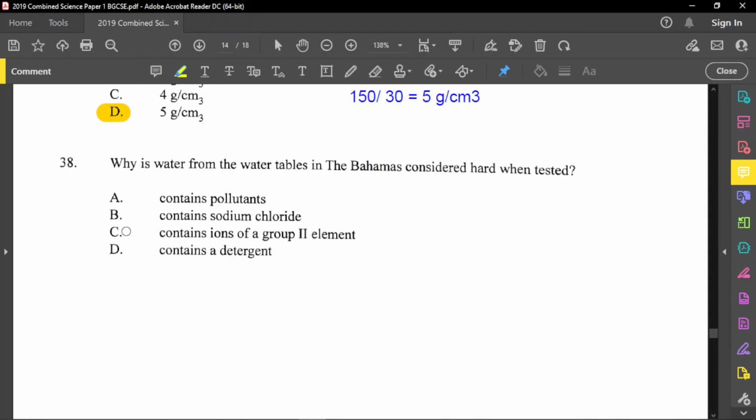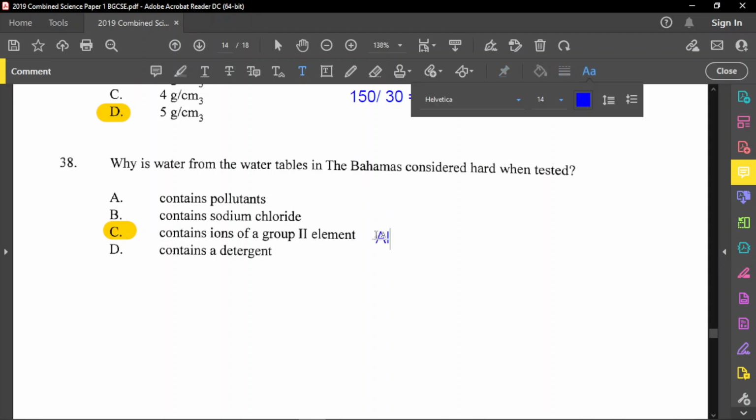Group 2 elements are the main elements responsible for water becoming hard. And they call them alkaline earth metals. So let me write that down for you. These are called the alkaline earth metals. They dissolve in water quite easily. An example of an alkaline earth metal would be calcium. Not only calcium, but even magnesium. Anything from group 2. You can look at the periodic table, look at group 2. They are all alkaline earth metals.